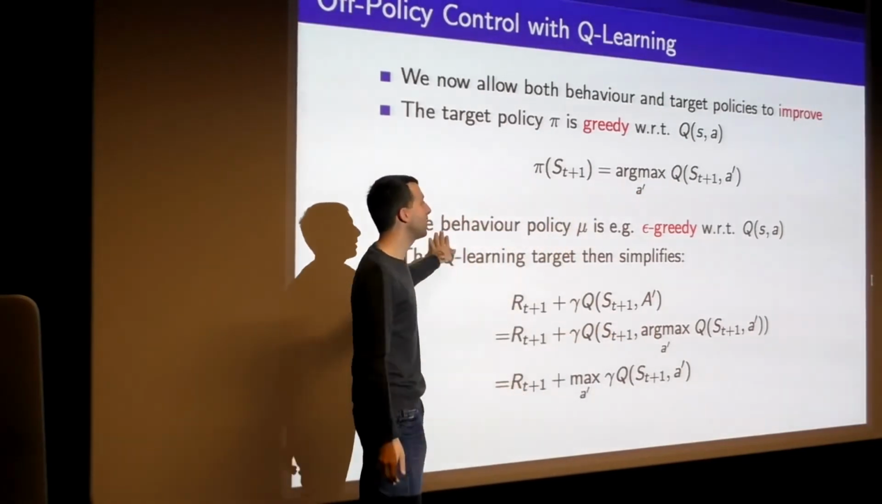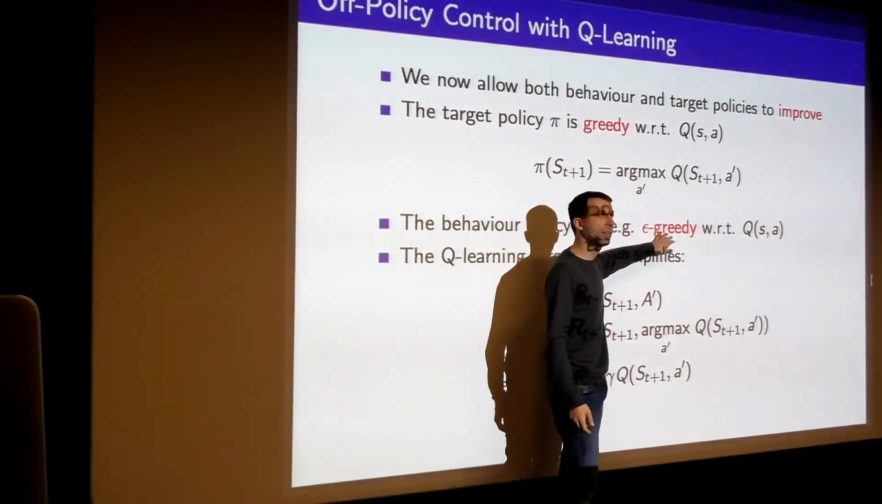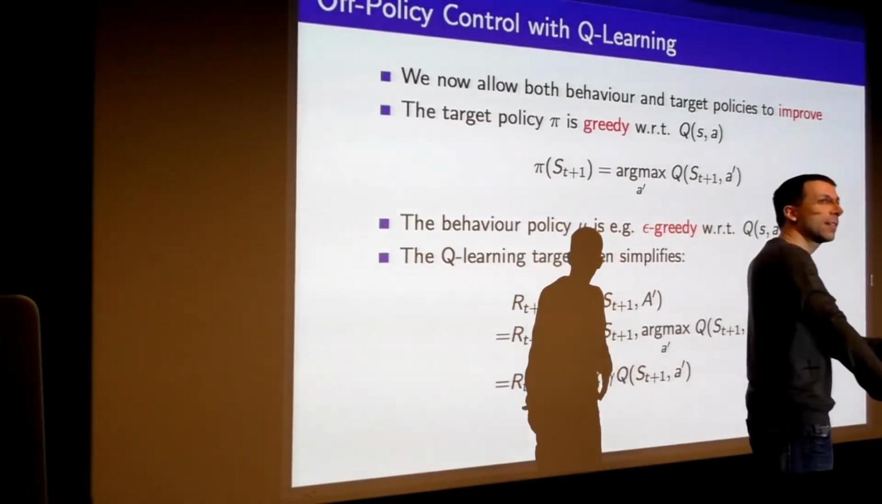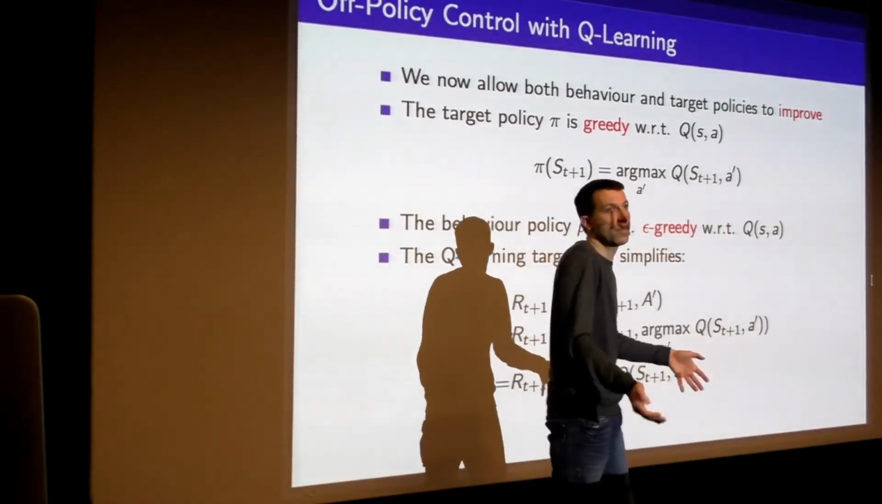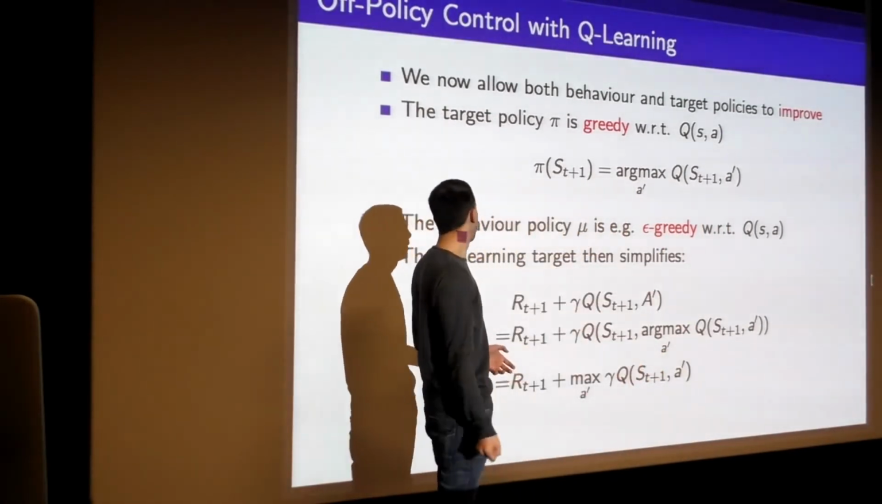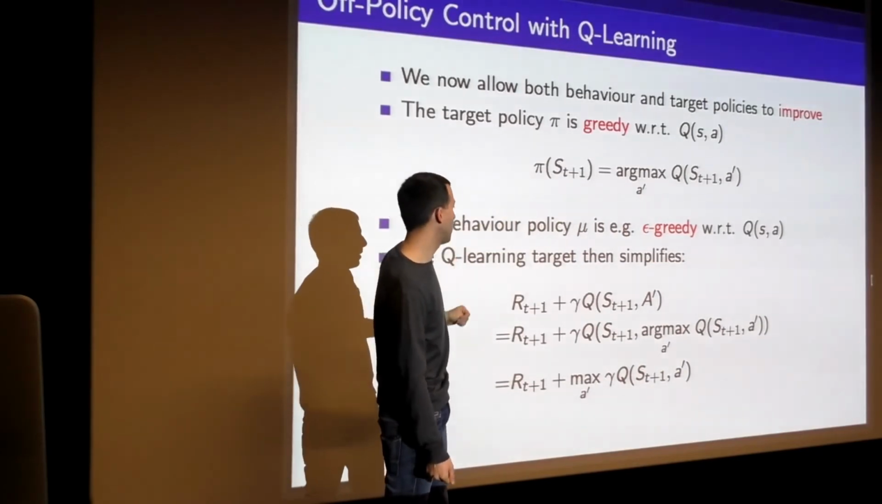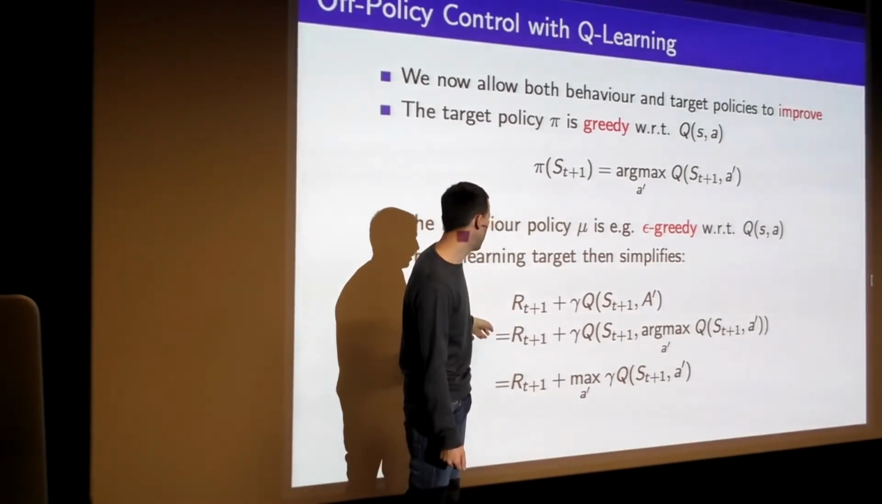But our behavior policy is going to be epsilon greedy. So our behavior policy is roughly going to follow sensible things to get us to good parts of the state space, but it's going to explore a little bit as well to make sure we get to new things as well.